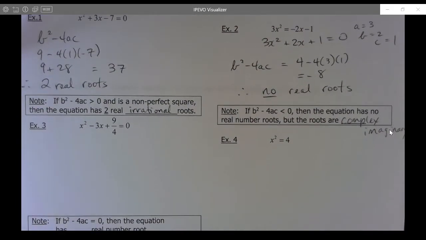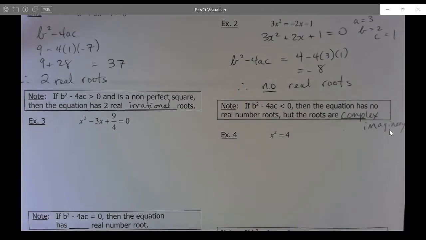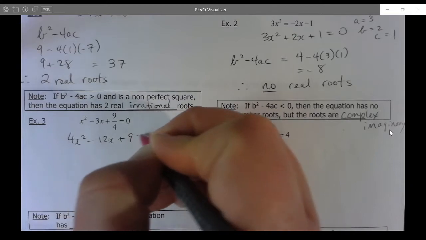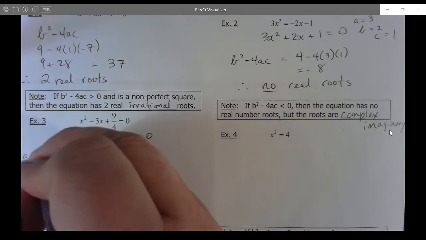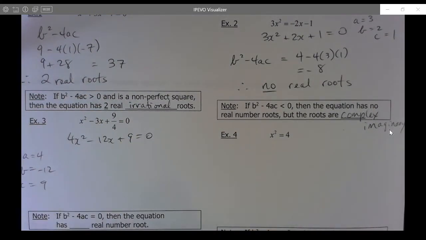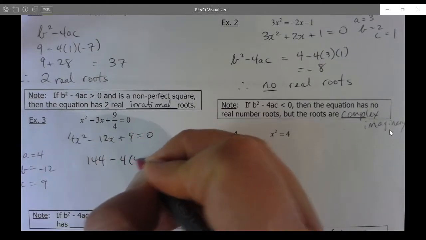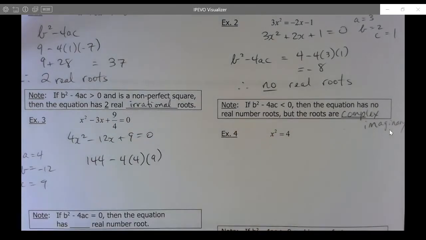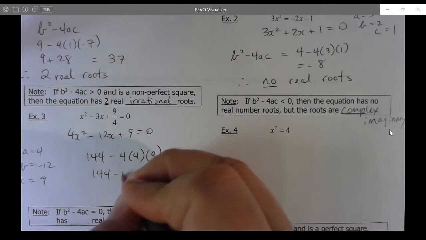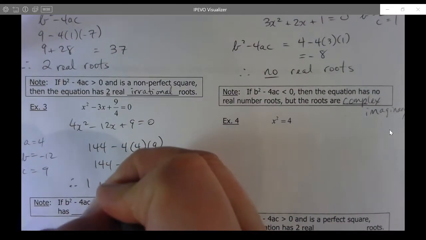What do I do with this guy? Well, let's see. B squared minus 4ac. So I'm going to actually start by multiplying this entire equation by 4. So if I do that, I get 4x squared minus 12x plus 9 equals 0. So my a is 4, my b is negative 12, and my c is 9. So b squared minus 4ac is going to be 144 minus 4 times a is 4 times c is 9. And 144 minus 144, 4 4s is 16, 16 9s is 144. So I actually get a 0, and therefore that means I have one real root.